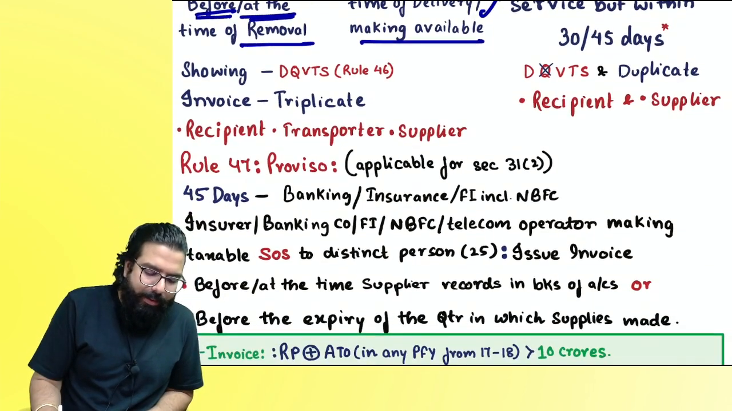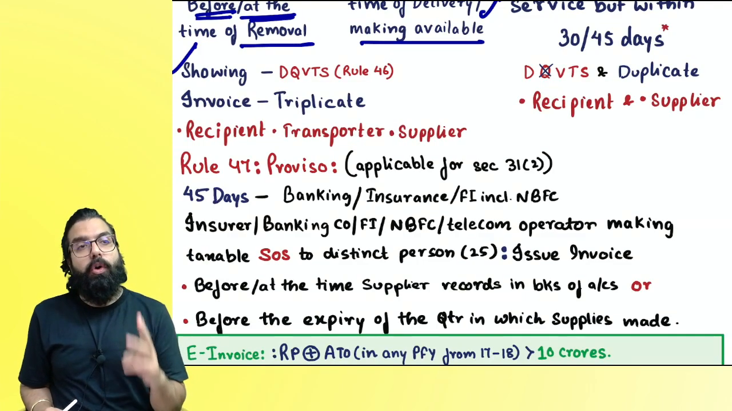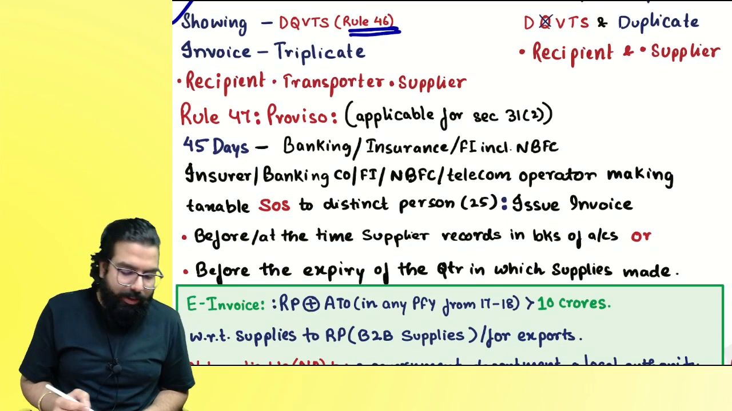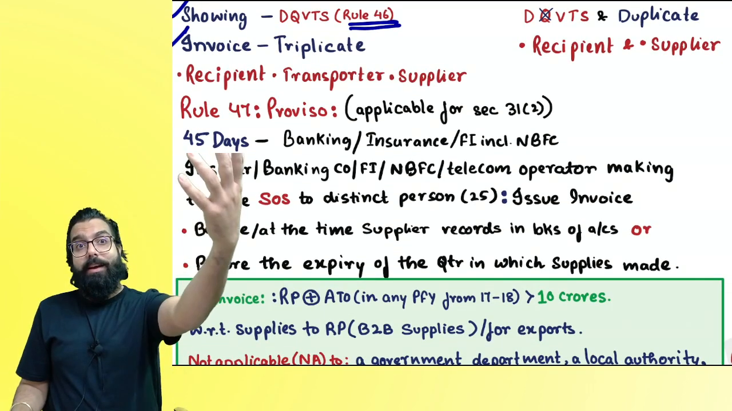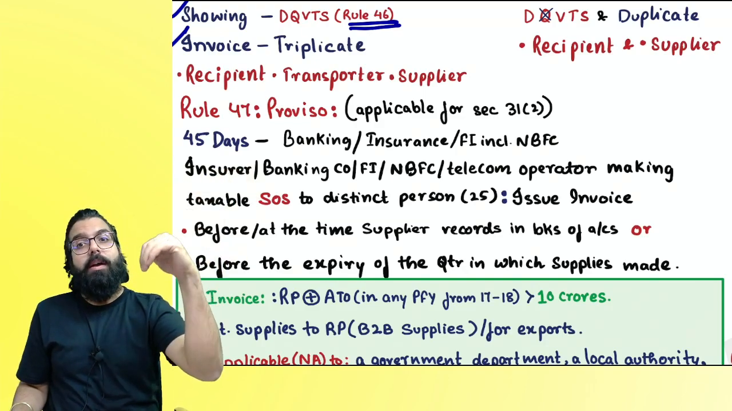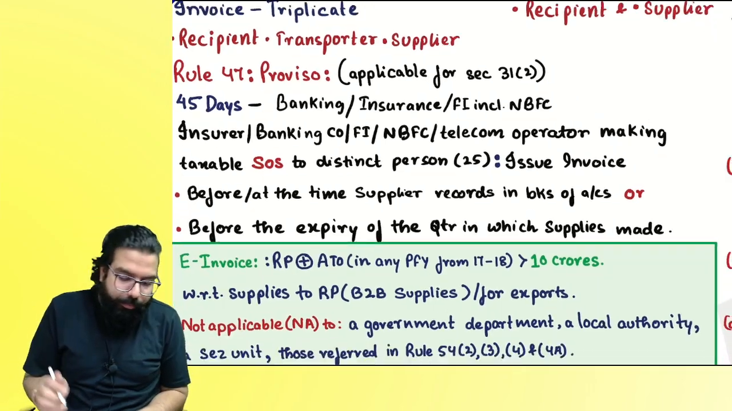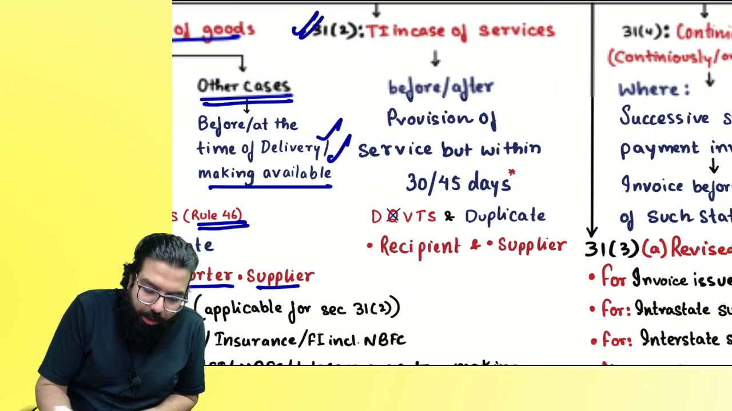When you are raising the invoice, it should have what? Description, quantity, value, tax, such other particulars as told in rule number 46. The invoice should always be in triplicate: original for the recipient, duplicate for the transporter, triplicate for yourself, the supplier. Are we clear, everyone?